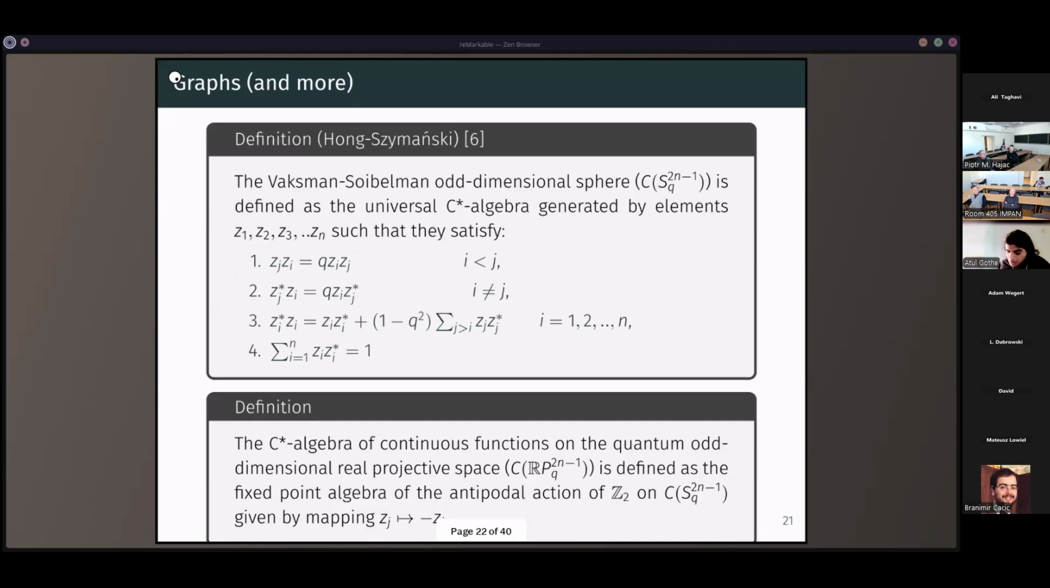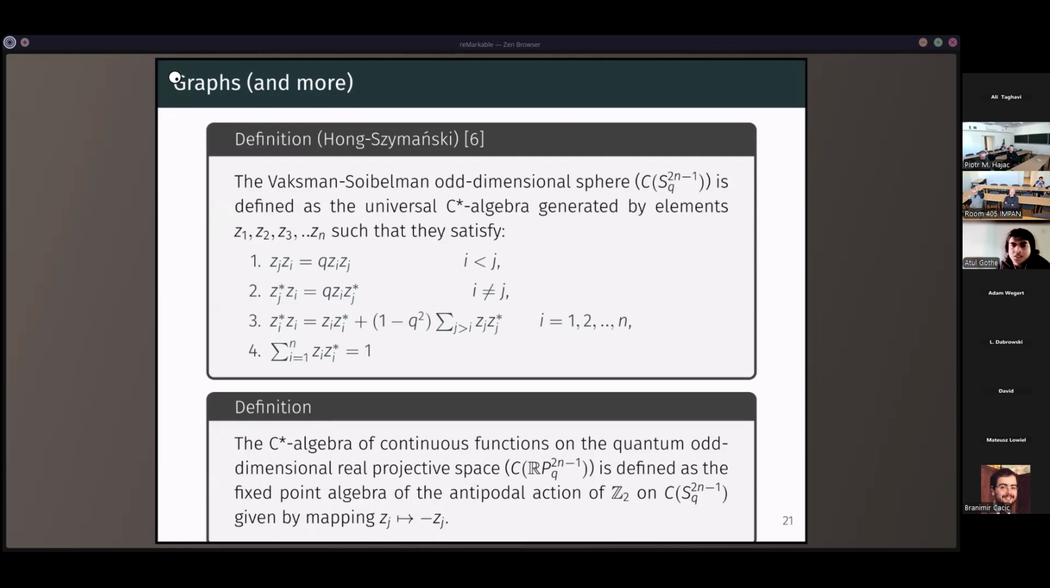Okay. So now coming on to some nice examples. First of all, we want to get into what quantum real projective spaces are. To get there, first we need some quantum spheres.